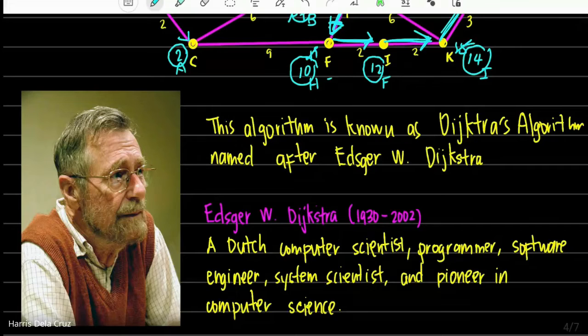May kulang akong S. Dapat may S 'to. Ito, Dijkstra. Dijkstra. Okay. So, let's summarize the algorithm.